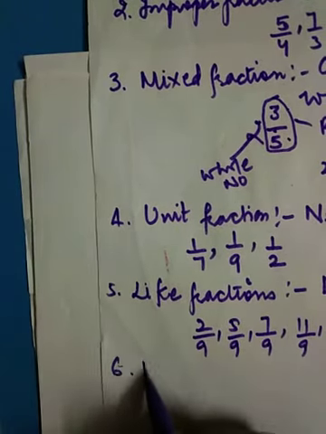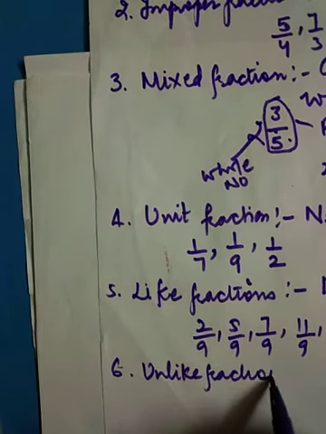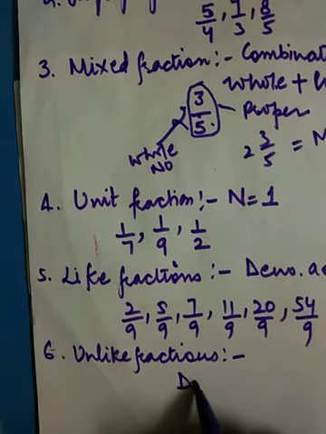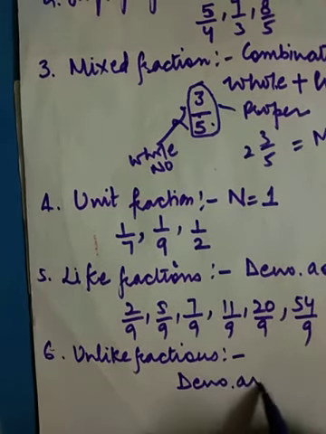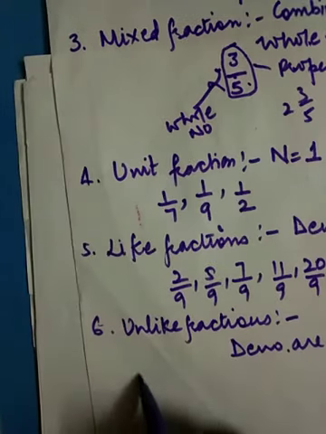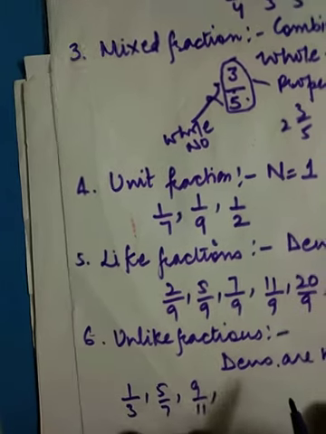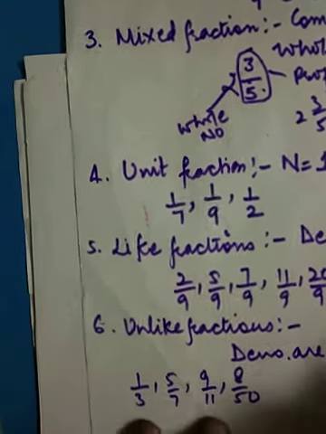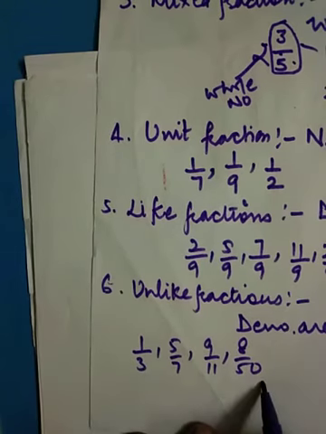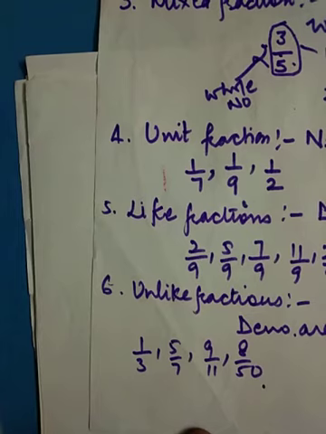Next is unlike fractions. What are unlike fractions? Unlike fractions are those fractions whose denominators are not the same. For example, we can write 1 by 3, 5 by 7, 9 by 11, 8 by 50. Now the denominators are not the same. So these fractions we can say are unlike fractions.